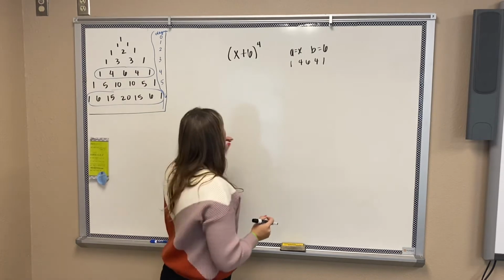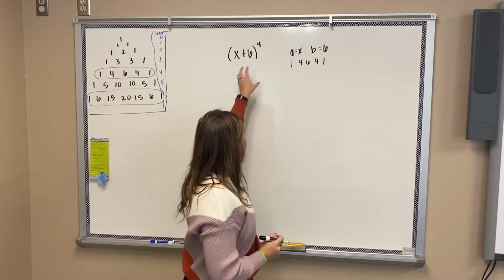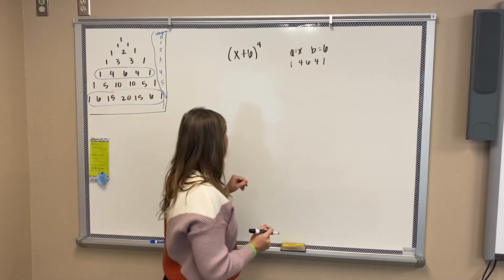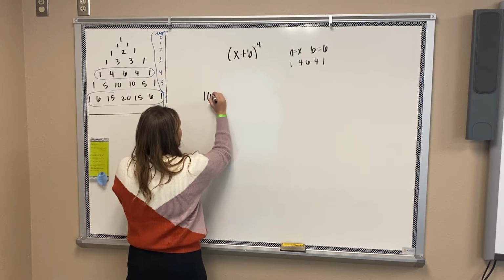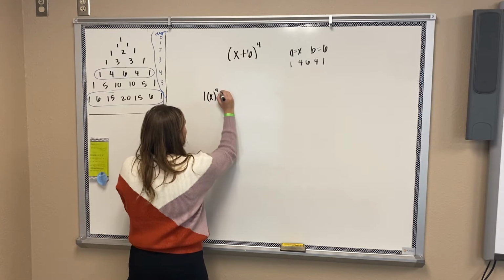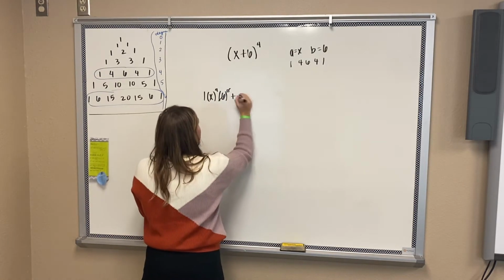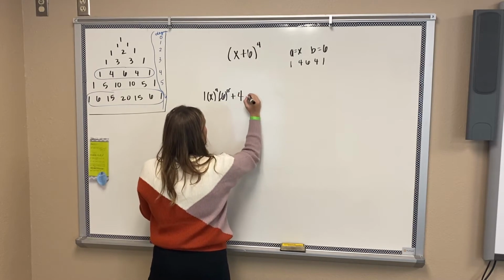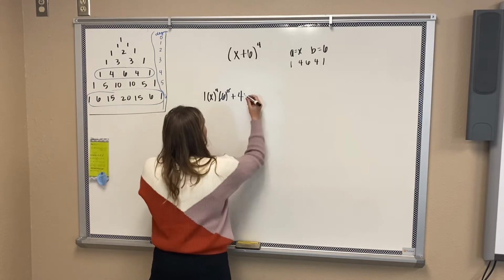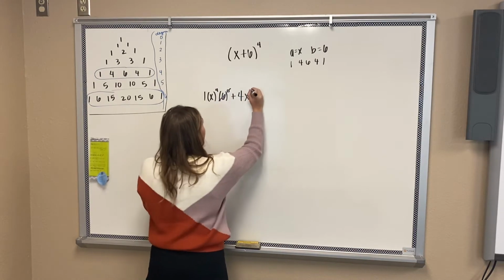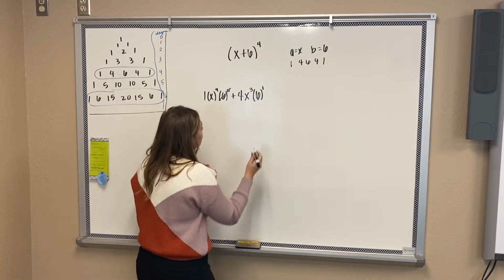Okay, let's go. Our A's are starting at 4 and decreasing. Our B's are starting at 0 and increasing up to 4. So our first coefficient is the 1, and then our A is x to the 4th power, and then 6 to the 0 power, which we don't need. Plus 4, x to the 4, 3, and then 6 to the 0, 1.